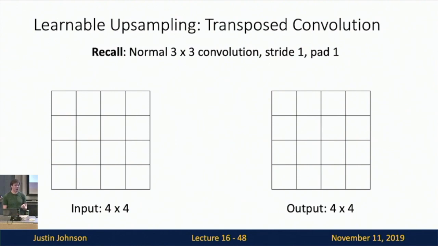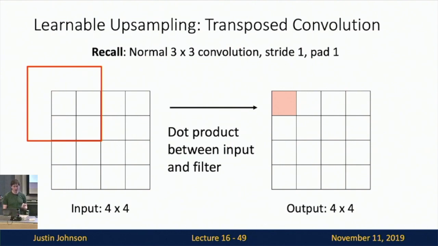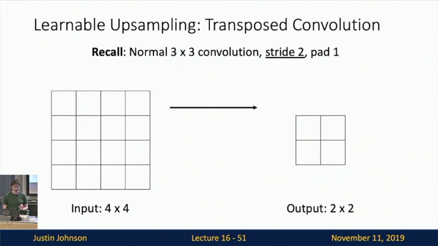But to motivate transposed convolution, let's remember how normal convolution works. Here, let's consider a 3x3 convolution with stride 1 and pad 1. Then we know that each position in the output is the result of a dot product between the filter and some spatial region in the input. Because it's stride 1, we move one position in the input for each position that we move in the output. This should be very familiar at this point, but it's just walking through very clearly. Now let's change this to a stride 2 convolution.